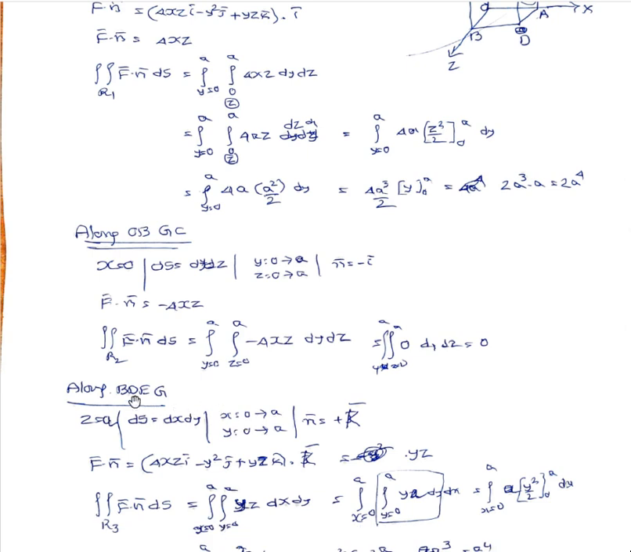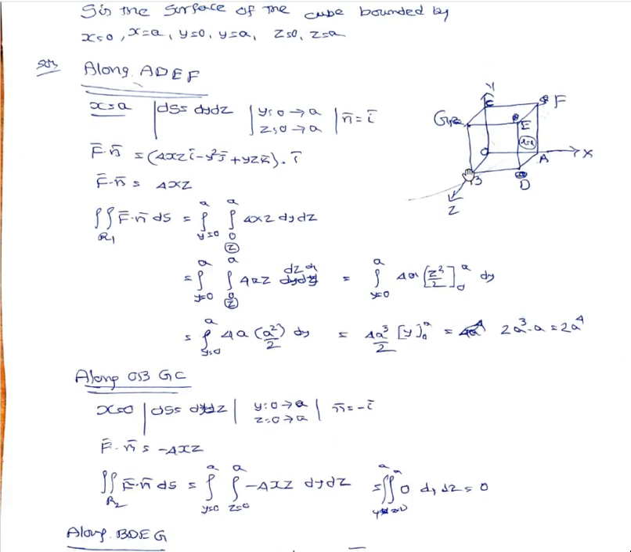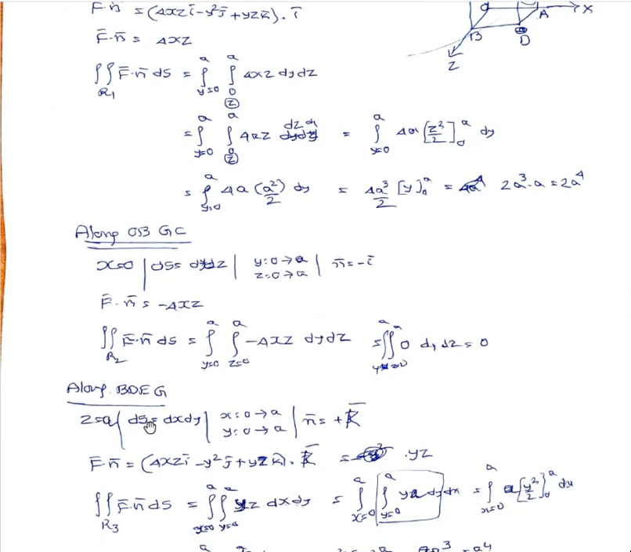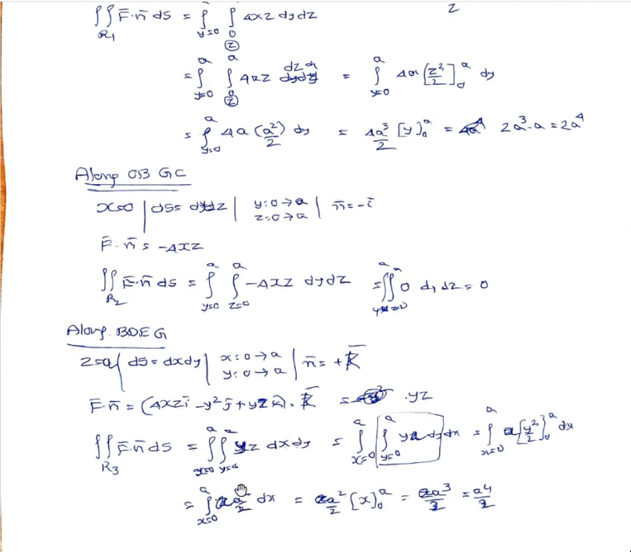Next, along BDEG. This is the surface BDEG. This is parallel to the XY plane, that means z is equal to a. Ds is equal to dx dy. X varies from 0 to a, y varies from 0 to a, n bar is equal to k bar. Therefore, F bar dot n bar is the k bar coefficient, yz. So over x limits and y limits of yz, in place of z you can write a. Therefore, you come across ya. If you simplify, you will get a power 4 by 2.